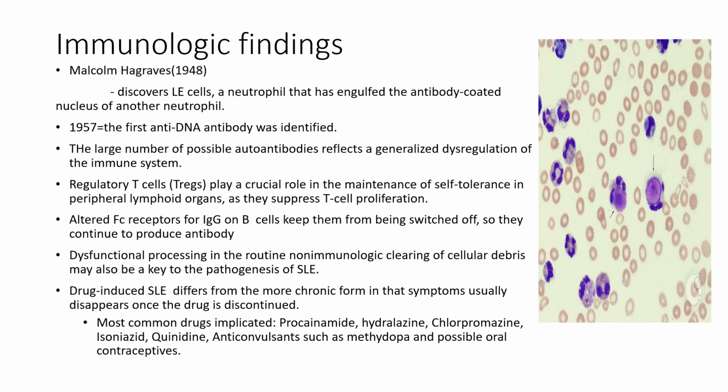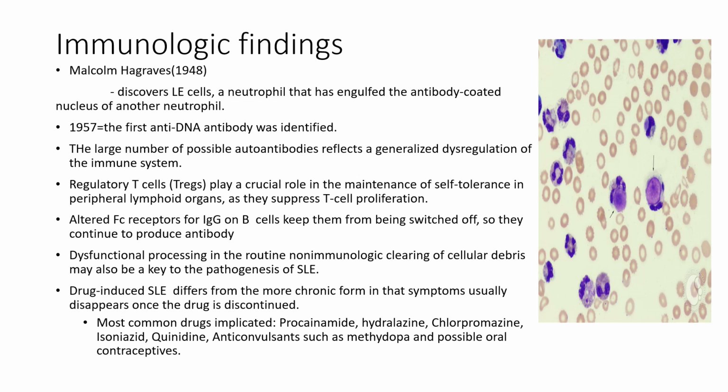Well, the first clue in the mystery of lupus was the discovery of the LE cell in 1948 by Malcolm Graves. The LE cell is a neutrophil that has engulfed the antibody-coated nucleus of another neutrophil. This phenomenon, which mainly appears in vitro, occurs when cells are damaged and release nuclear materials. Then, 9 years after the LE cell was discovered, which was in 1957, the first anti-DNA antibody was identified. Now, it is known that SLE is associated with more than 25 autoantibodies.